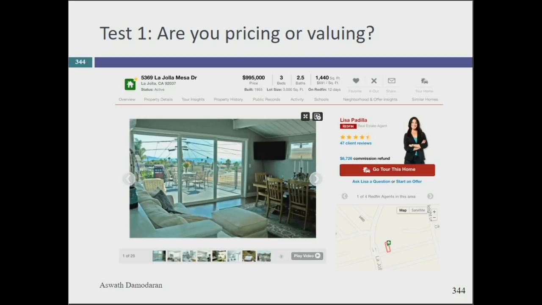Let me ask you a question. This nice lady, Lisa Padilla, has put a $995,000 price on this house. That sounds awfully precise. How do you think she came up with this number? Did she do a discounted cash flow valuation of the house? I don't think so. What did she do? She looked at other houses in the neighborhood, recent transactions, adjusted for the fact that it had one less bedroom and a smaller backyard, and she slapped a price on it.